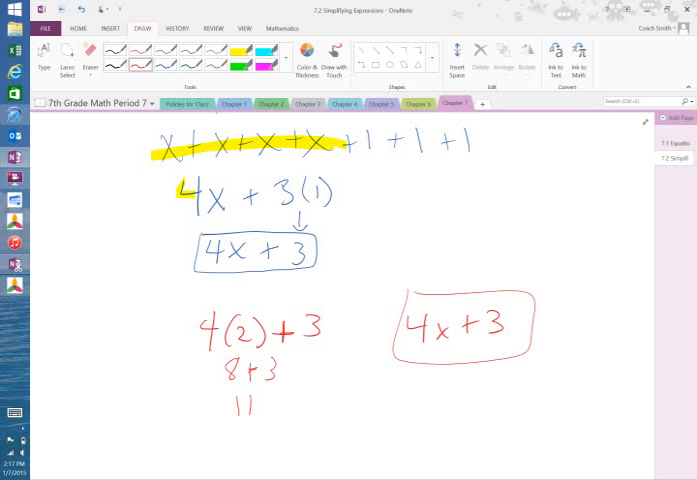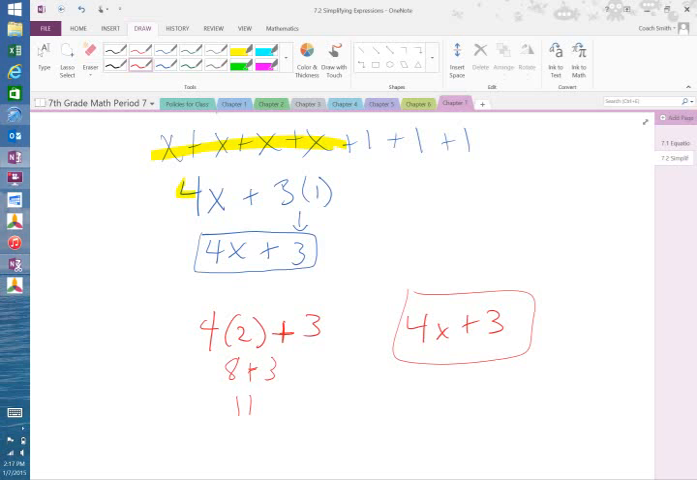Okay? And that's how they teach you when you start out. That's how they teach you to multiply. 3 times 7. What is 3 times 7? It's 7 plus 7 plus 7. Okay? So addition and multiplication are interrelated.